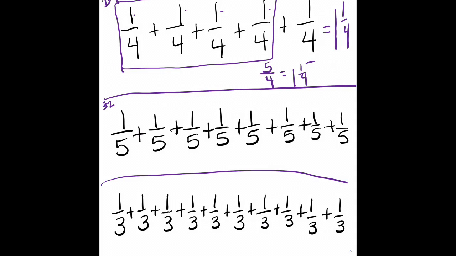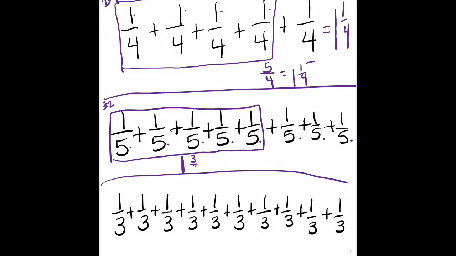Because my denominator's 5, I need to make a box around 5 of these. Let's make sure I have 5. 1, 2, 3, 4, 5. Yes. And then I have some left over. So this is going to be the mixed number 1 and 1, 2, 3, 3/5. If I want to represent that as an improper fraction, it's 5/5, 6, 7, 8, 8/5.